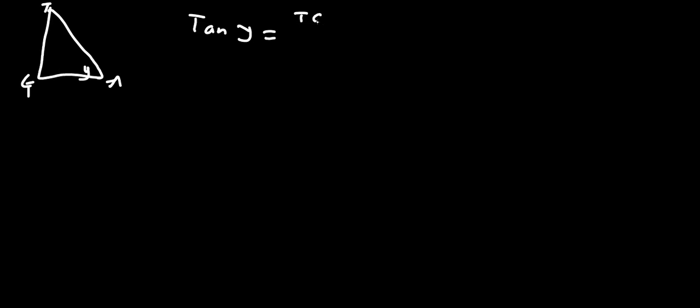Let me expand this. Triangle ATG: this is A, then this is T, then this is G. We have Y there, so we need this angle Y. So tan Y is going to be TG divided by AG. This is the same as saying TG equals AG times tan Y, right?